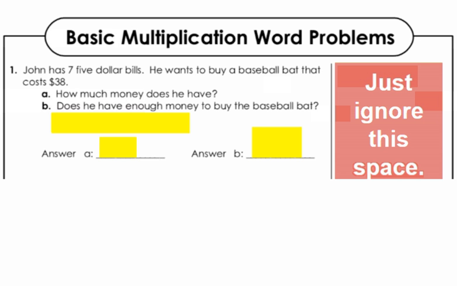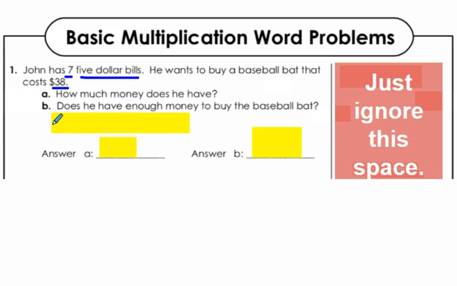Your last page has some basic word problems. Okay, so word problems, you know, you have to read the words and figure out what they're asking. So let's look at the first one together. It says John has 7 $5 bills. He wants to buy a baseball bat that costs $38. And then there's 2 parts to this question, A and B. How much money does he have? And does he have enough money to buy the baseball bat?